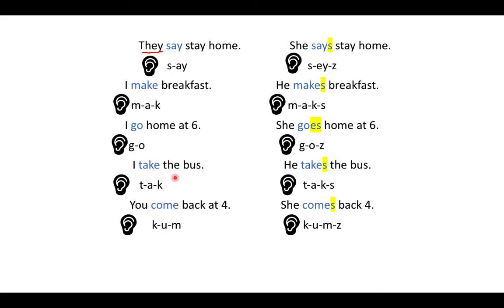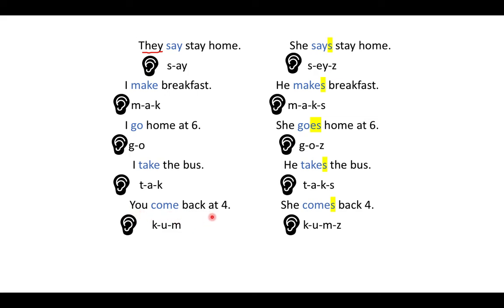I take the bus. Because it's an I, we just say take. T-a-k, take. I take the bus. He takes the bus. Because we say he, it needs an S at the end. If it said she or he or it, we have to put the S at the end. He takes the bus.